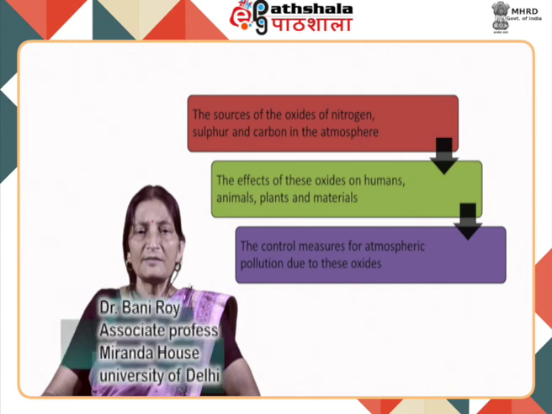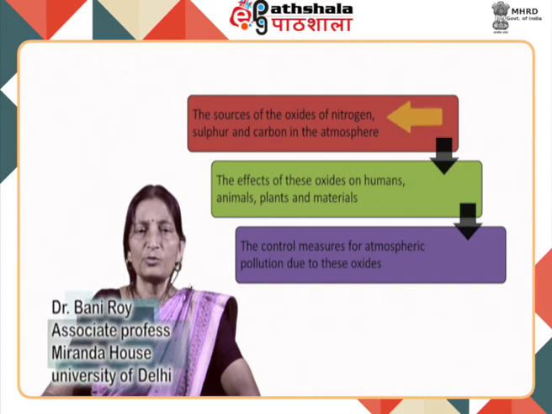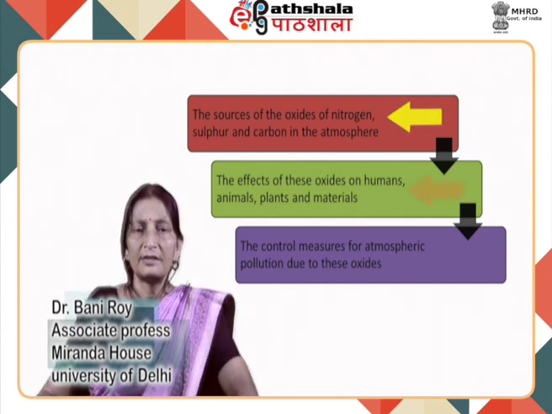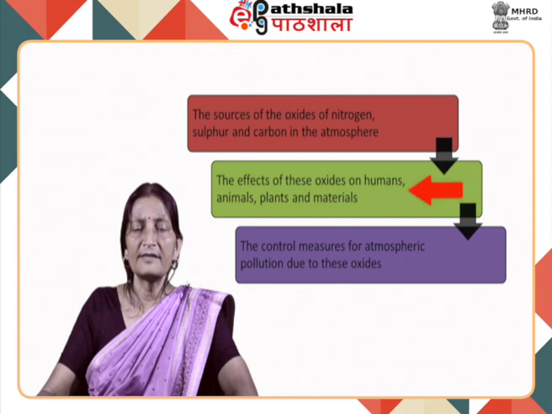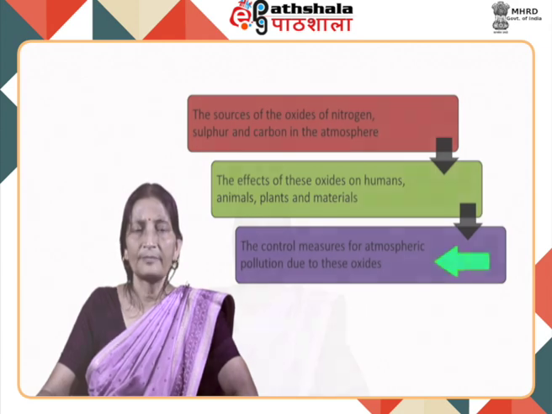After studying this module, you will know about the sources of the oxides of nitrogen, sulfur and carbon in the atmosphere. You will also learn about the effects of these oxides on humans, animals, plants and materials. You will learn about the control measures for atmospheric pollution due to these oxides.